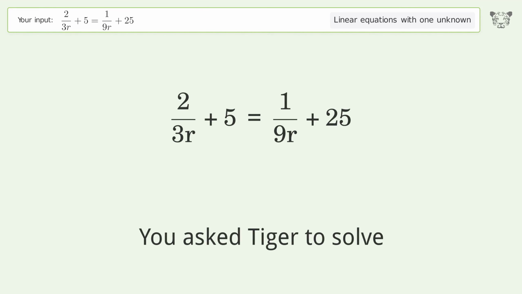You ask Tiger to solve. This deals with linear equations with one unknown. The final result is r equals 1 over 36. Let's solve it step by step.